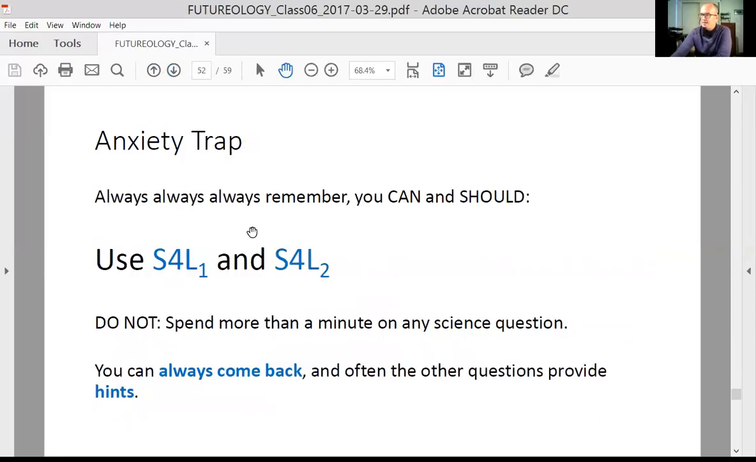I also want to remind you, before I give the answer, that you can always use S for L1 and S for L2 on these questions. In fact, you should have used S for L1 and saved it for later. And you can still use save for last if, after you take a breath, it still isn't making any sense.